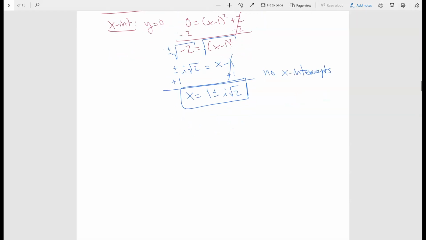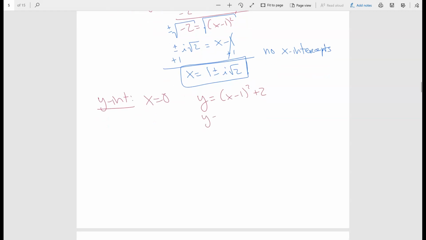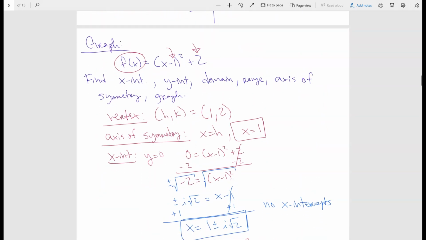Well, remember that for y-intercepts, what we're looking at is when the x is equal to 0. So we're going to have y is equal to (x minus 1) squared plus 2. We're going to plug in 0 for x. So you're going to get negative 1 squared, which gives me 1, plus 2, which gives me 3. So when x is 0, the y-intercept is going to be 3. So we're going to write it as a point, 0, 3.